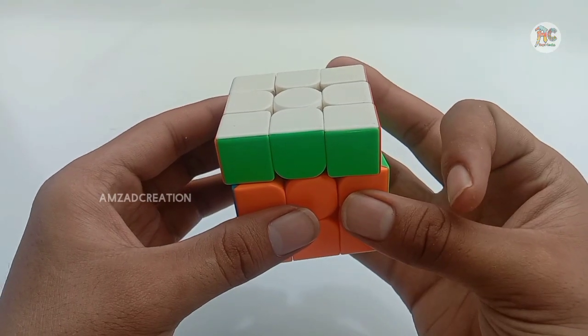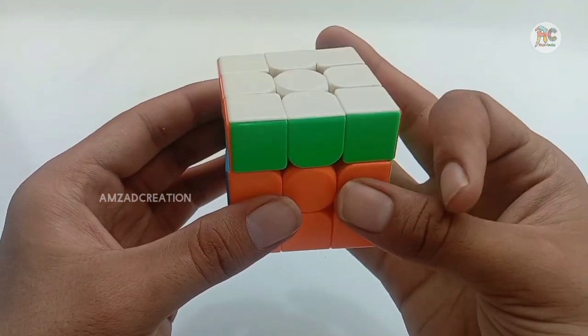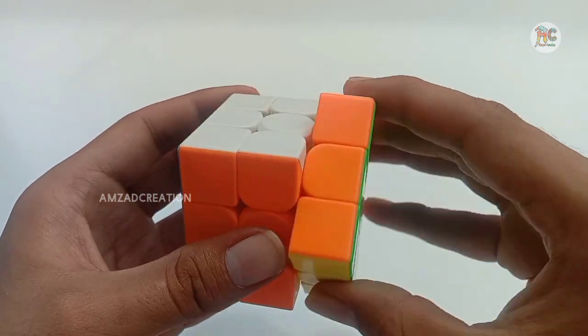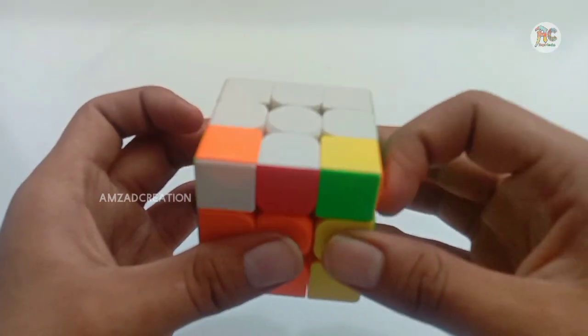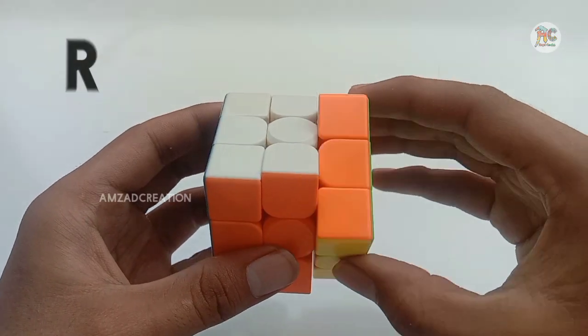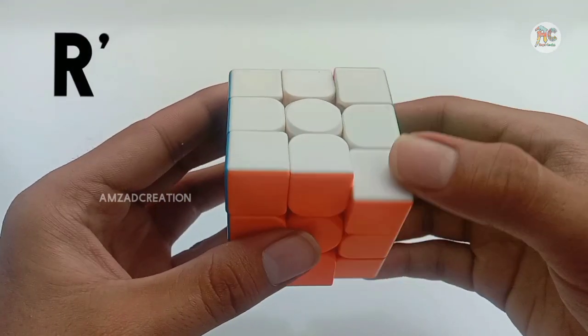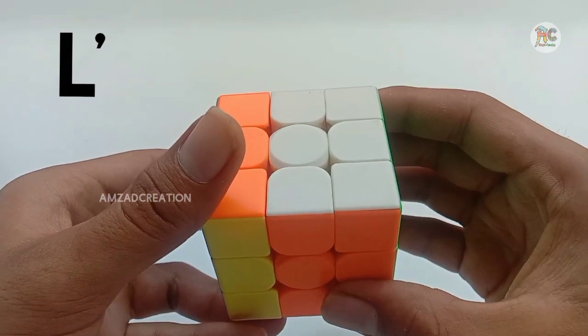Each side can be rotated clockwise or counterclockwise. You can make a single move or even a double turn. These moves on a cube can be denoted with cube notations, which begin with a letter. The letters we use here are R, L, U, D, F, B. R denotes clockwise and R prime denotes counterclockwise. Similarly, L denotes clockwise and L prime denotes counterclockwise.